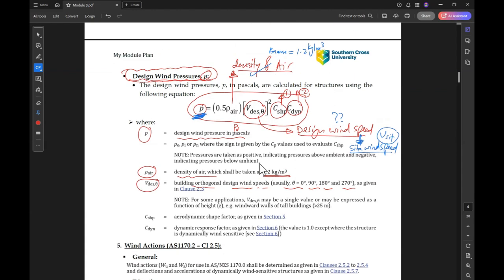And then C shape and C dynamic. C shape is the aerodynamic shape factor.